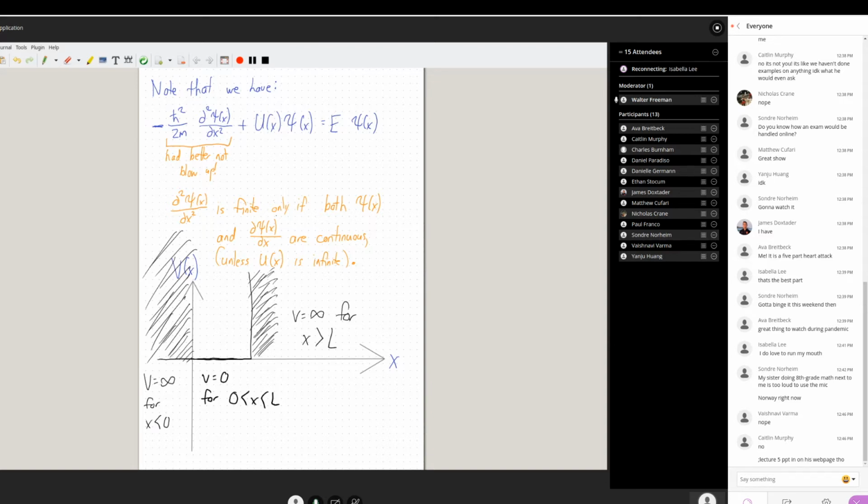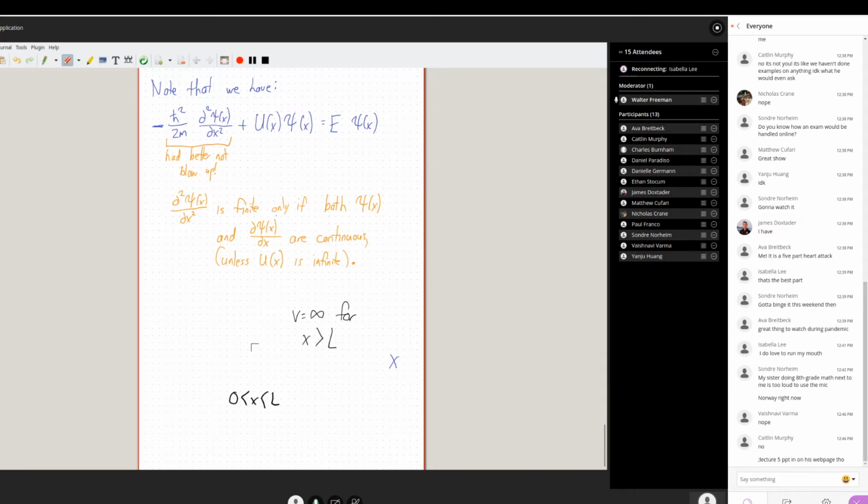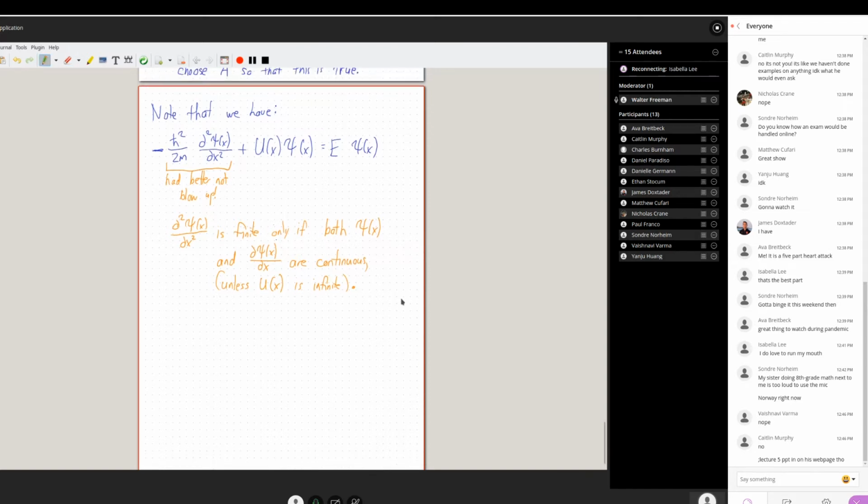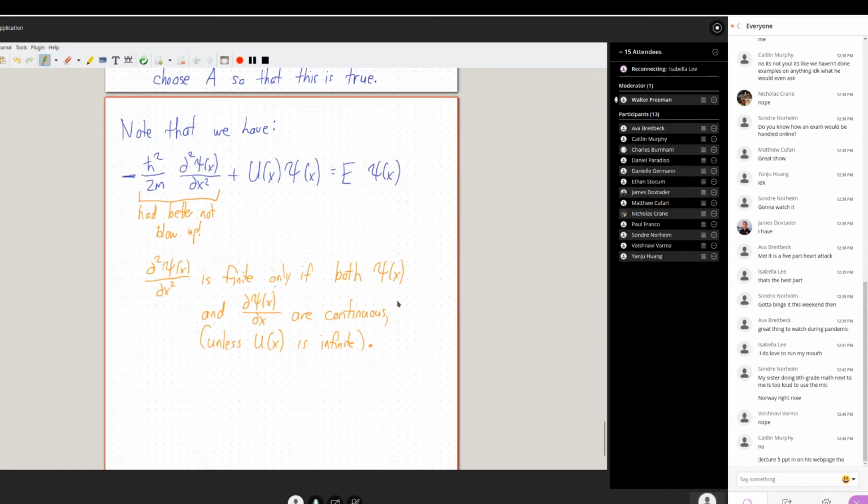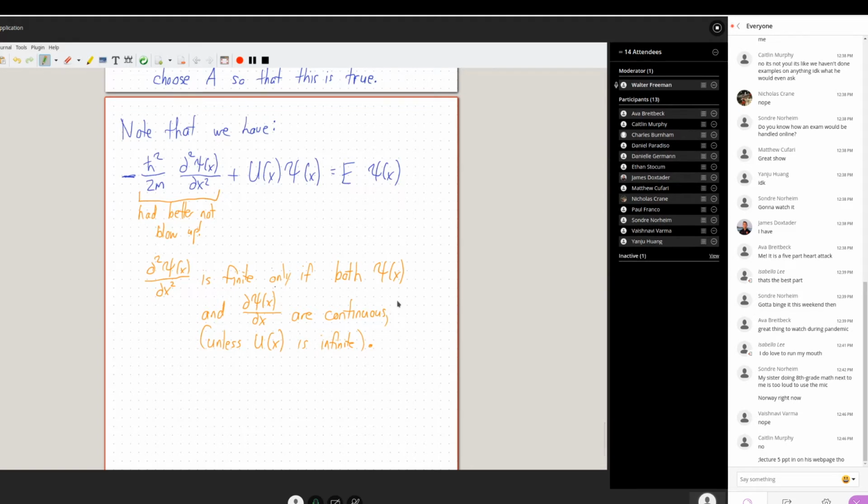So the last thing that we did last time, and I'm actually going to erase something that I did in haste and draw it again, is we saw that for our solution to the Schrodinger equation to make sense, the terms in the Schrodinger equation had better not blow up. So that means that the second derivative of psi must be finite.